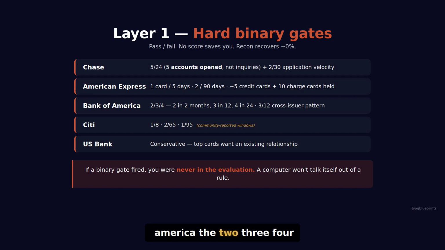Bank of America, the 2-3-4 rule. Generally 2 new BOA cards in 2 months, 3 in 12 months, 4 in 24. And there's a broader cross-issuer pattern people call 3/12. If you open 3 or more cards anywhere in the last 12 months, your odds drop at a lot of issuers. Citi's commonly reported as 1 card in 8 days, 2 in 65 days, and 1 every 95 days for some products. I'll be honest, those specific windows are community reported heuristics, not something Citi publishes.